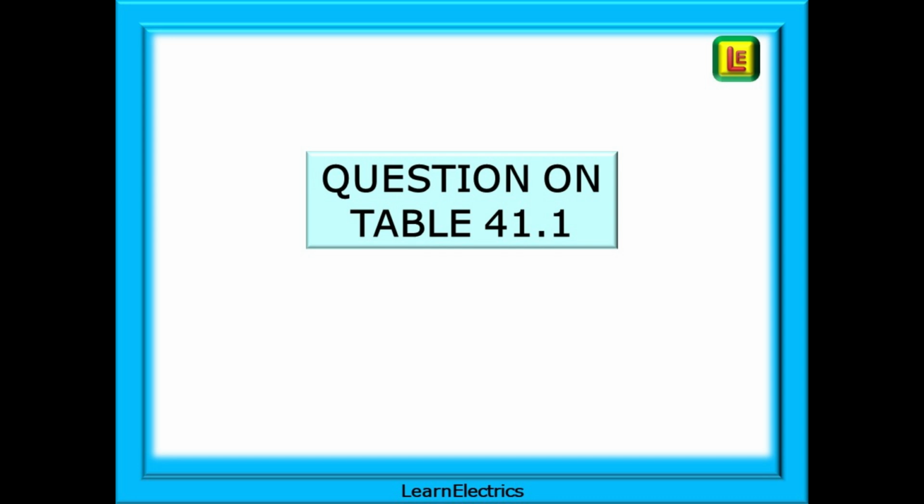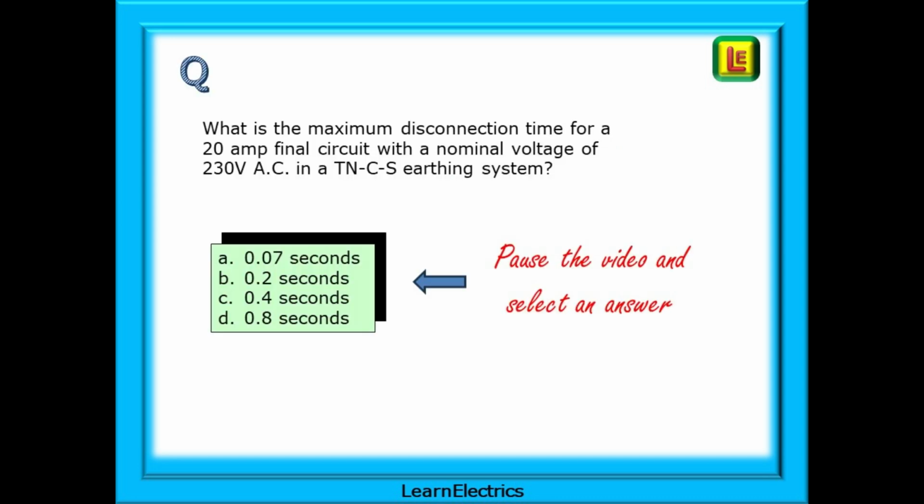This should make things a lot clearer. The question asks, what is the maximum disconnection time for a 20 amp final circuit with a nominal voltage of 230 volts AC in a TNCS earthing system? 4 possible answers are provided. Choose the most appropriate. The answer is on the next slide, so pause the video and select your answer.